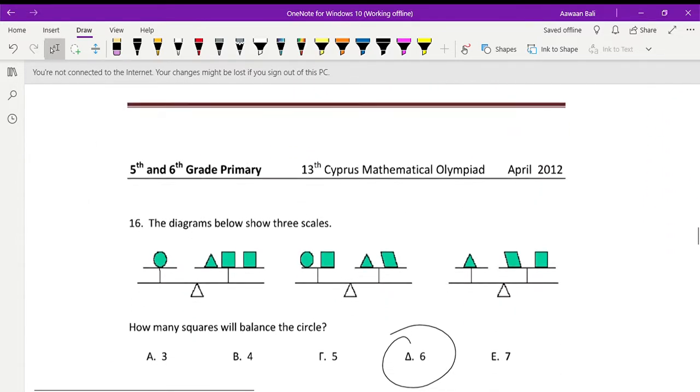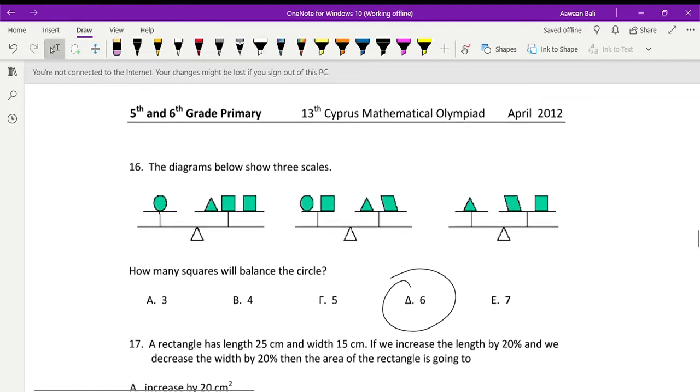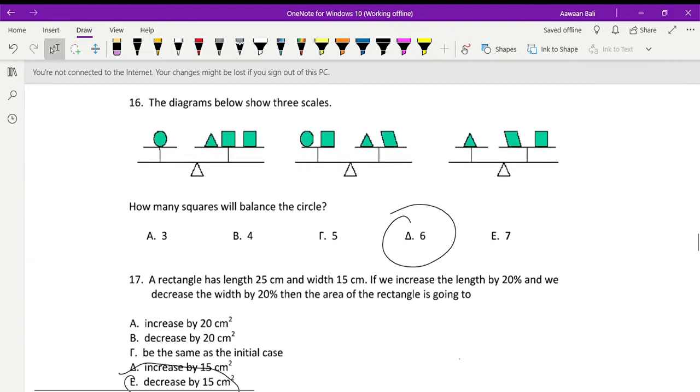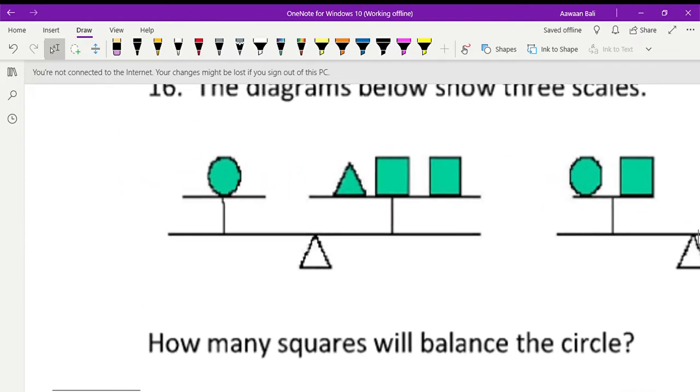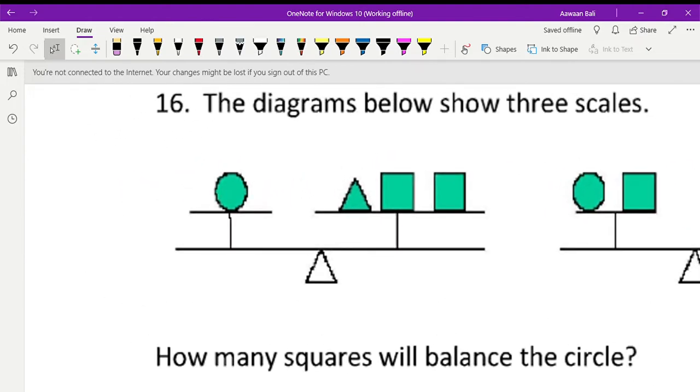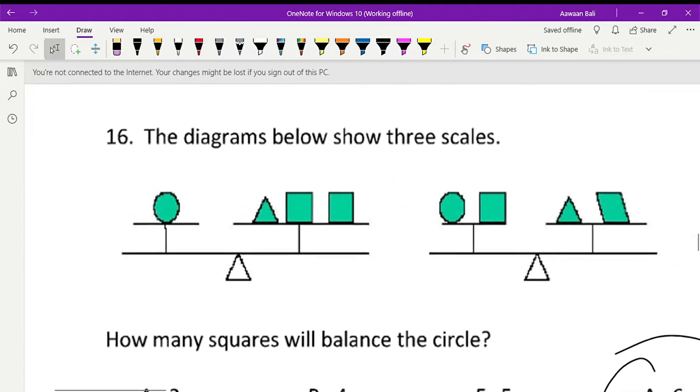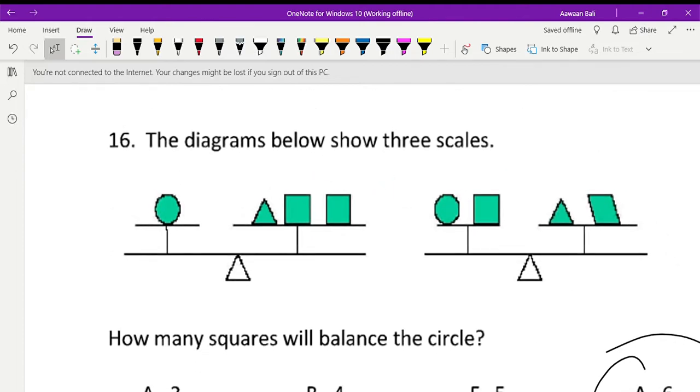Now, question number 16. The diagrams below show scales. How many squares will balance the circle? Okay, so first we know a circle is a triangle and 2 squares. A circle and a square. Okay, so we can take that circle away and put instead these. So we cancel this with this.